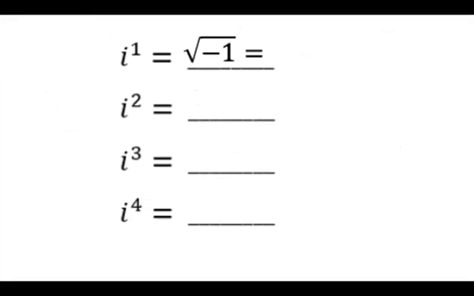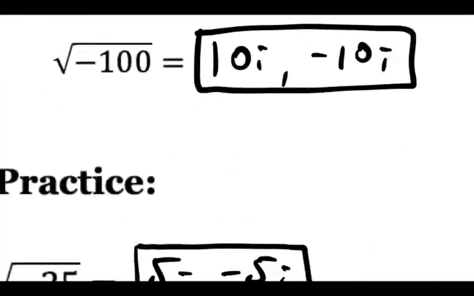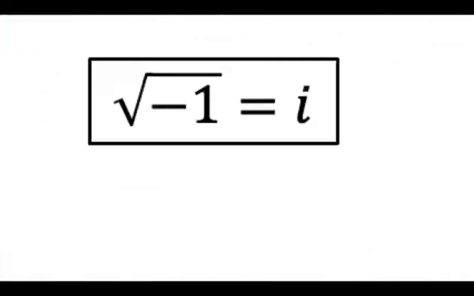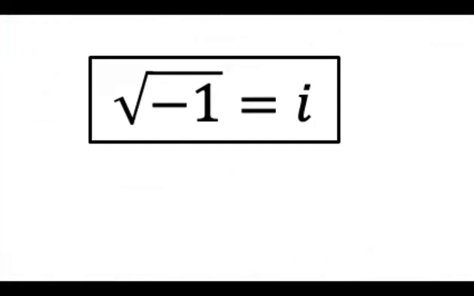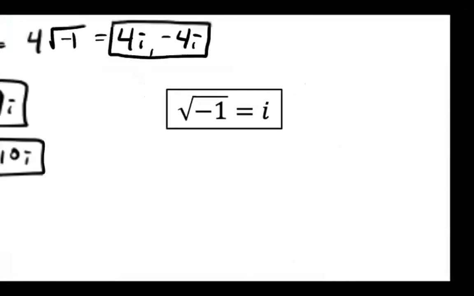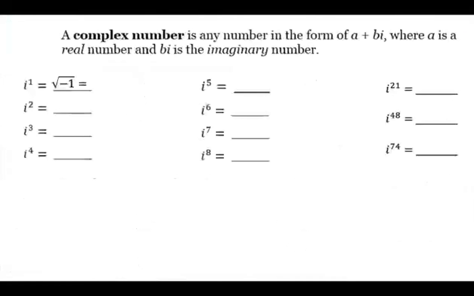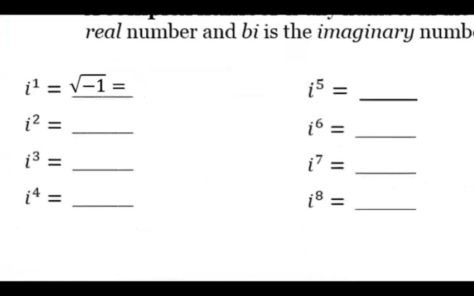I to the first power is the same as the square root of negative 1. It says right there, right? That's why I put equals the square root of negative 1. Okay, just I by itself. So that's the same thing as just regular I.